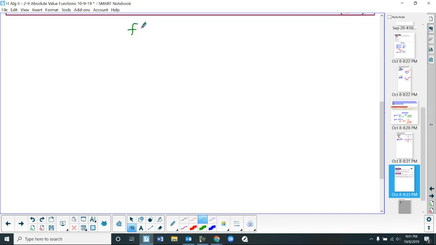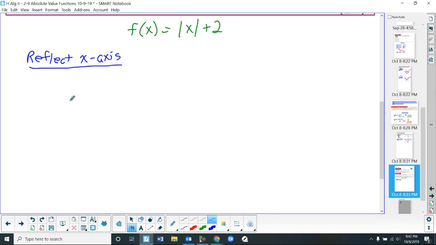So what if I give you that f of x is equal to the absolute value of x plus 2? So there's our original function. If I want you to reflect about the x-axis, we talked about this before. If you reflect about the x-axis, you make y negative, and y is everything. This is the whole equation. So I'm going to make the whole equation negative.